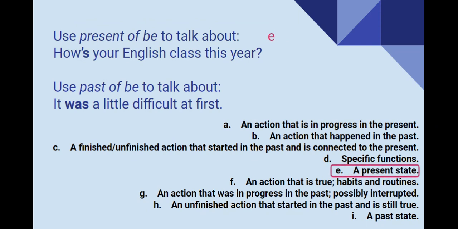What about the past of verb to be? For example, it was a little difficult at first. That's right, here we're talking about a past state. So let's remember that the verb to be in the present, we're going to use am, is, are. We use is for singulars, are for plurals, and the past of verb to be is was and were. Again, the difference is was for singulars and were for plurals.